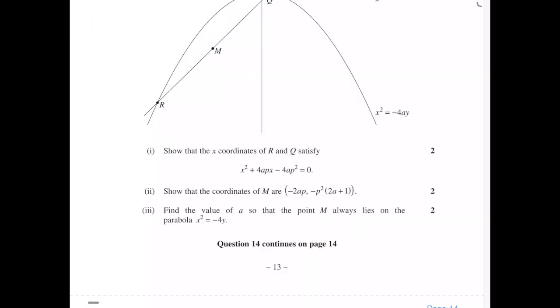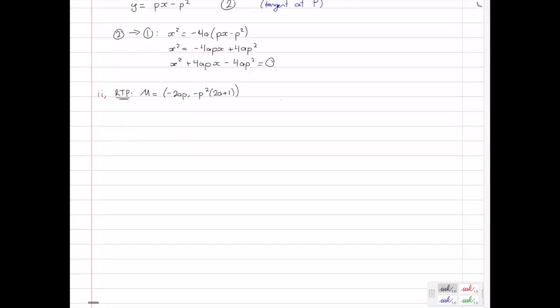Okay, part 2. Show that the coordinates of M are (minus 2ap, minus p squared times (2a plus 1)). So what was P? P was the midpoint of Q and R. Now, we don't know what the coordinates of Q and R actually are. However, we do know that the x coordinates of Q and R satisfy this equation, which I'm going to call star. They satisfy this starred equation.